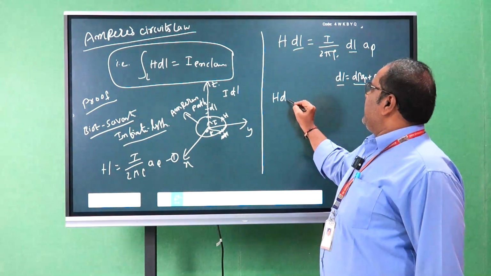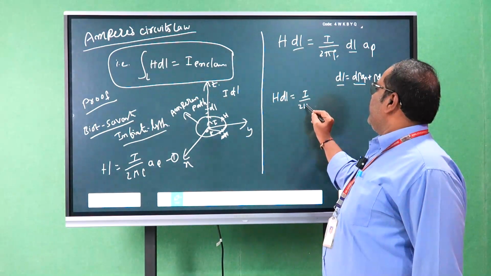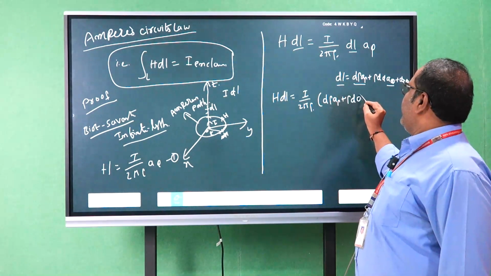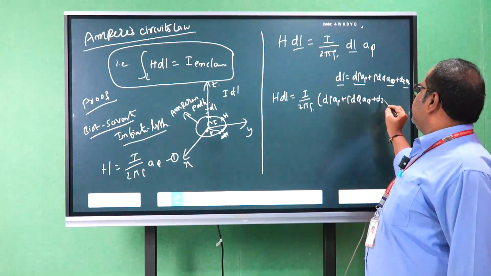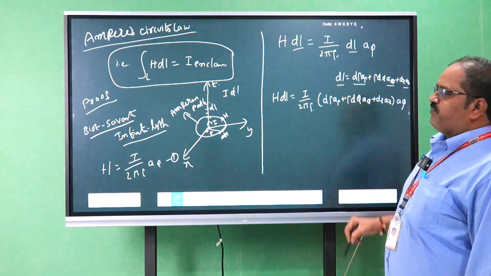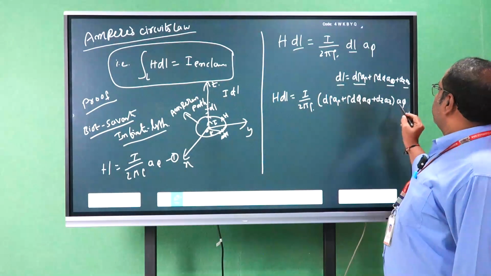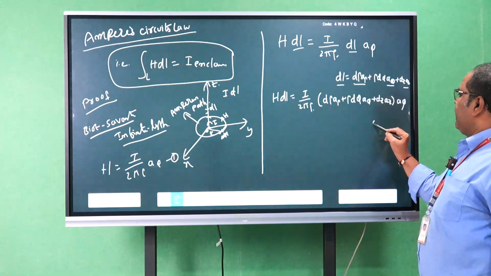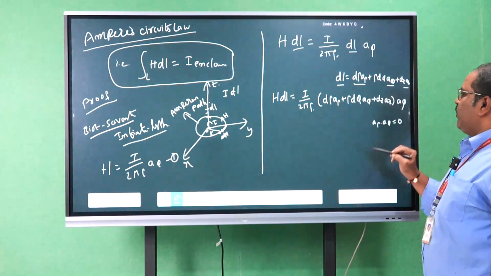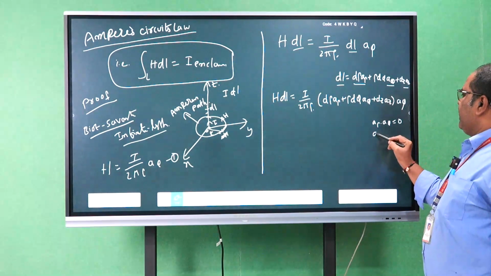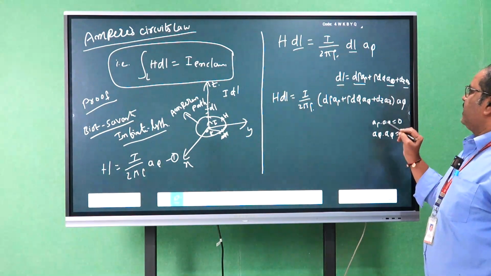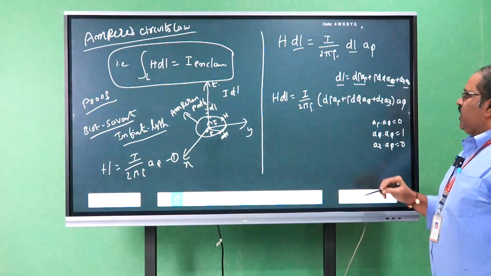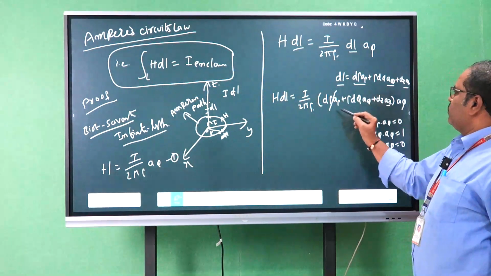We substitute this into the equation. Therefore, H dot dl is equal to I by 2 pi rho a phi dotted with d rho a rho plus rho d phi a phi plus dz az. You have to take the dot product. A rho dot a phi is equal to 0. A phi dot a phi is equal to 1. Az dot a phi is equal to 0. Therefore, the first and third terms are equal to 0 and have to be eliminated.